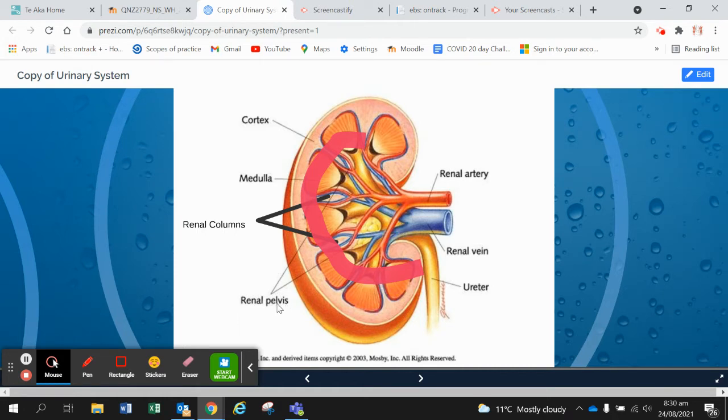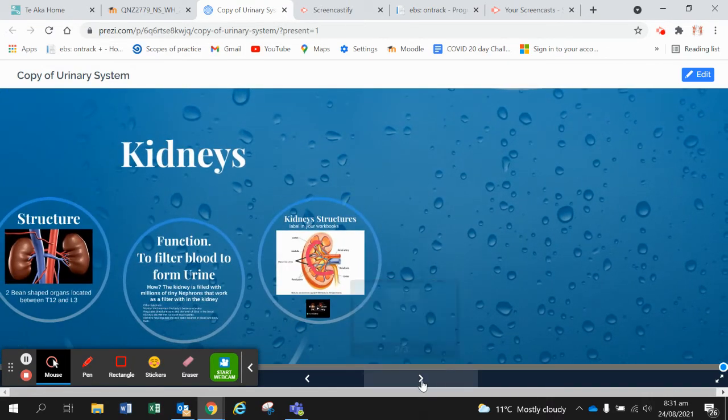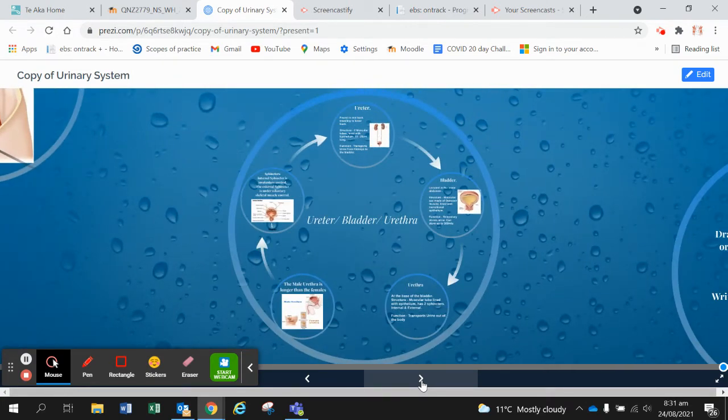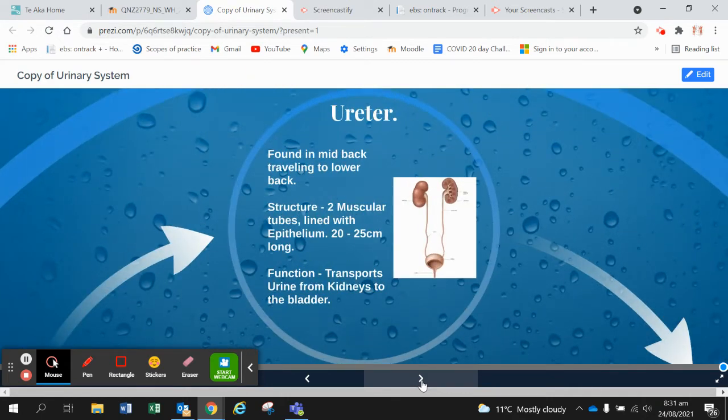Your renal pelvis. Okay, we're going to explain how these kidneys actually work. Let's move on. There are lots of YouTube clips if you want to watch this again. First of all, we're going to do the structure and the function. Your ureters are what leave the kidneys here. It's a long muscular tube lined with epithelium. Can you remember what epithelium is? It's cells that join together to create a really smooth lining. I remember I said the slip and slide. So a nice smooth lining.